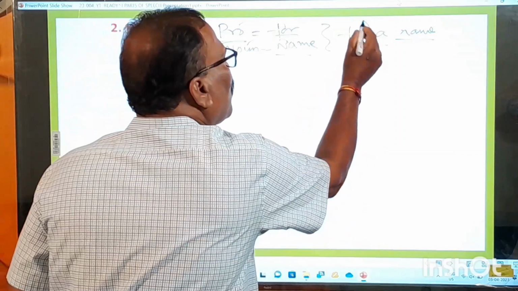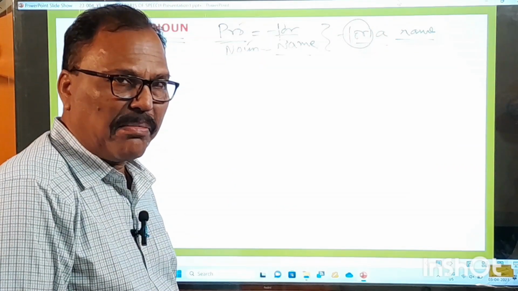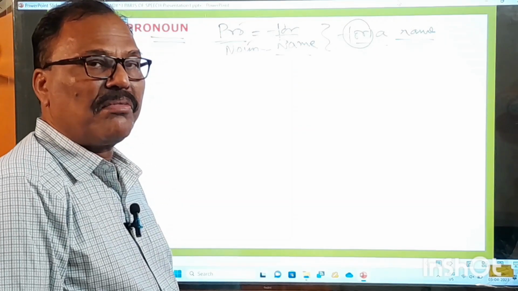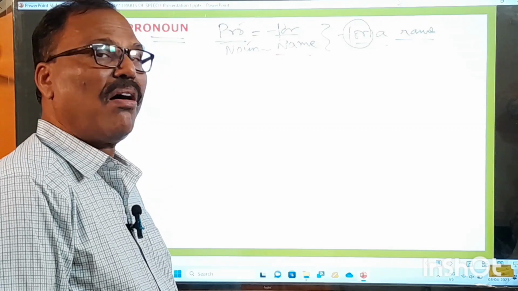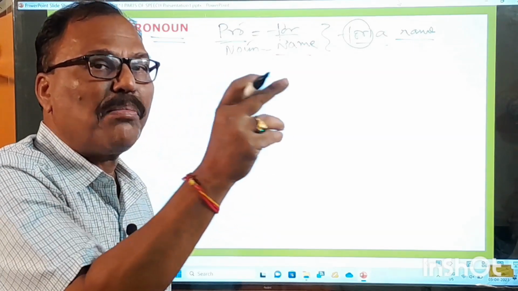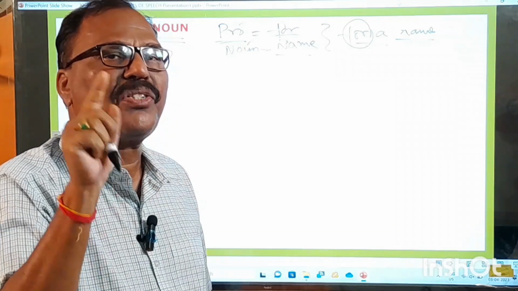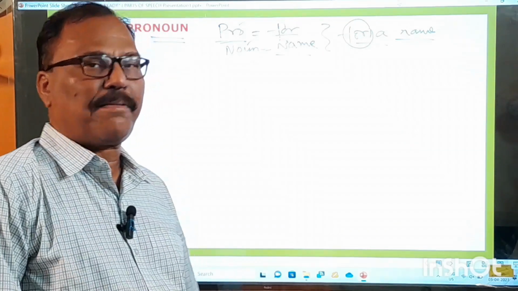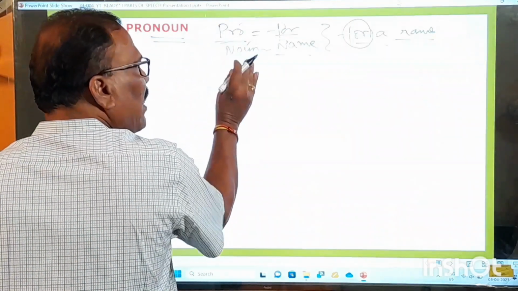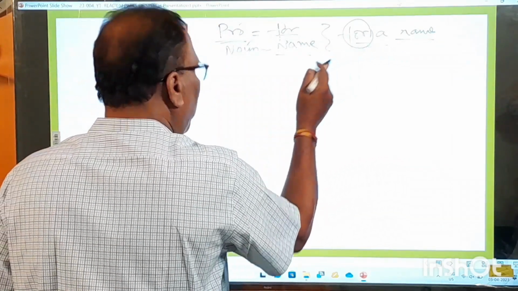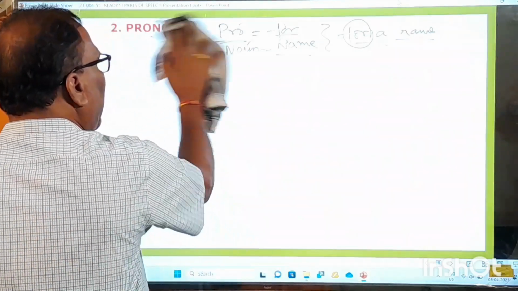Here, for does not mean anything else except instead of. For has got so many meanings. One of them is instead of. I will go to Mumbai for you. For you means instead of you. That is the meaning. So here pronoun means for a noun, instead of a noun. That means the meaning itself can be found in the name.